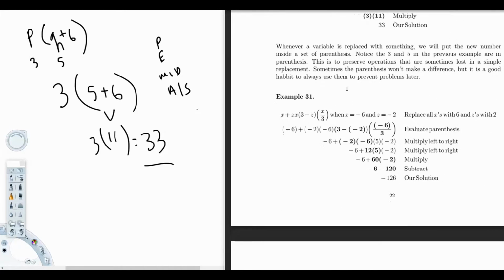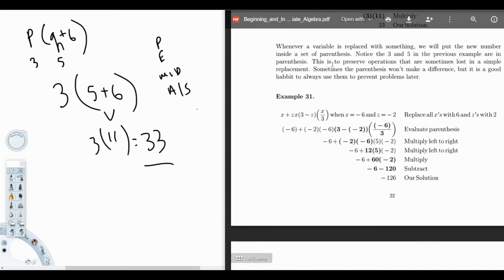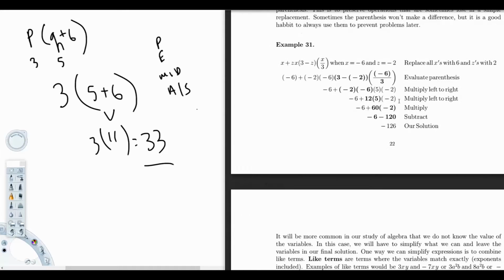Whenever a variable is replaced with something, we put the new number inside a set of parentheses. Notice the 3 and 5 in the previous example are in parentheses. This is to preserve operations that are sometimes lost in simple replacement. Sometimes parentheses won't make a difference, but it's a good habit to always use them to prevent problems later. I have no idea what they just said there. Just follow the order of operations.